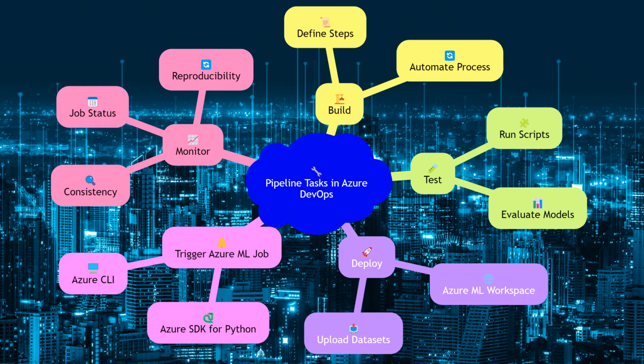Pipeline tasks in Azure DevOps define the steps required to build, test, and deploy your machine learning models. To trigger an Azure ML job, you can add tasks that use the Azure CLI or Azure SDK for Python to submit jobs to your Azure ML workspace. These tasks can be configured to run scripts, upload datasets, and monitor job status.